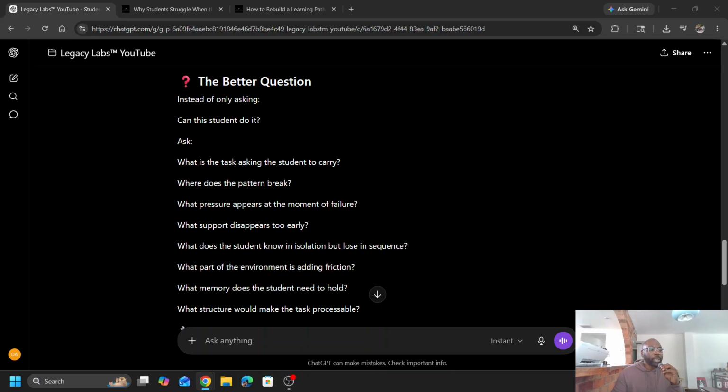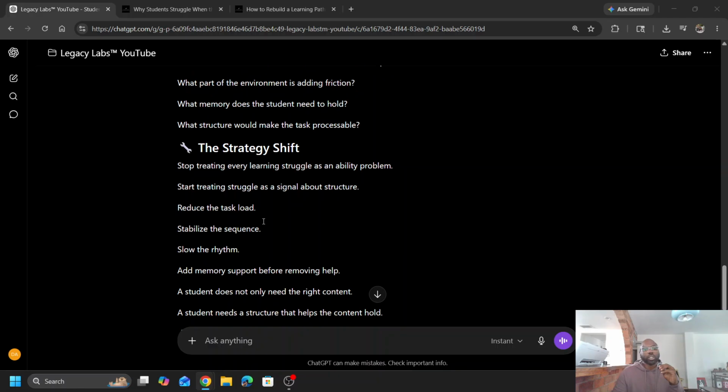Those questions are stronger because they don't reduce the student to the mistake. They treat the mistake as evidence, and once the mistake becomes evidence, a teacher can diagnose the pathway instead of just correcting the answer.